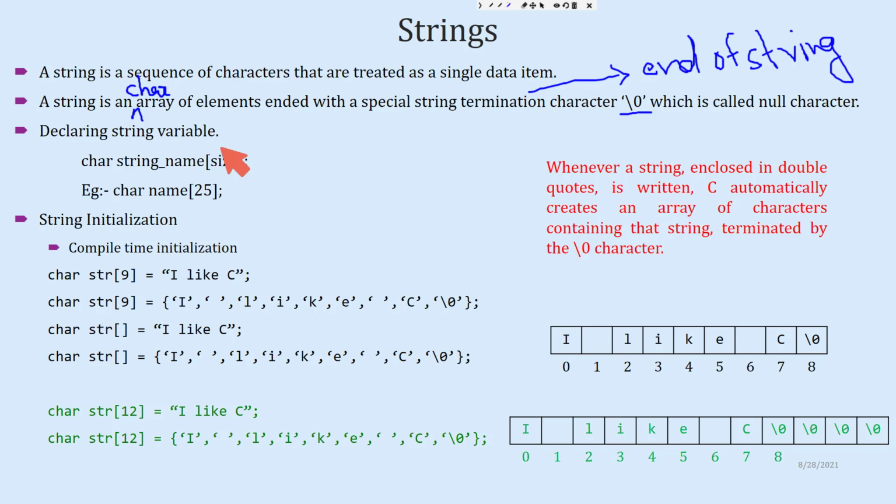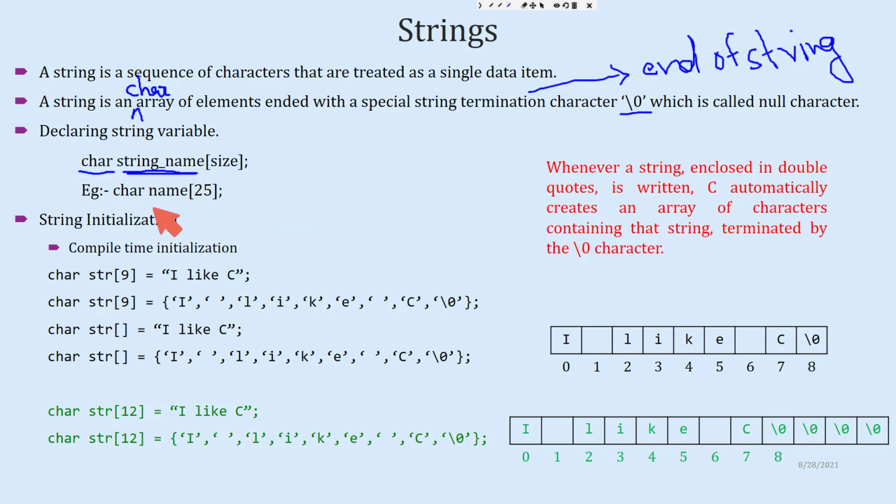Declaring a string variable is the same as declaring a character array. When we declare a character array, the data type will be char. Then there will be the array name, here written as string name. Within brackets we provide some size. For example, char name[25].